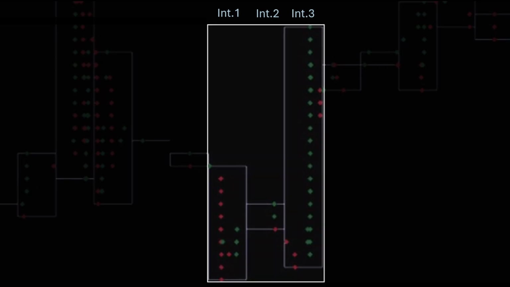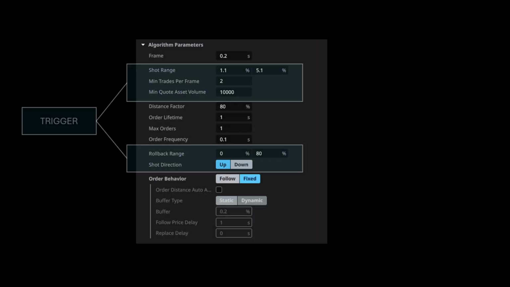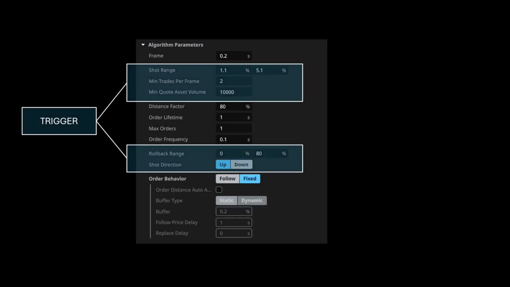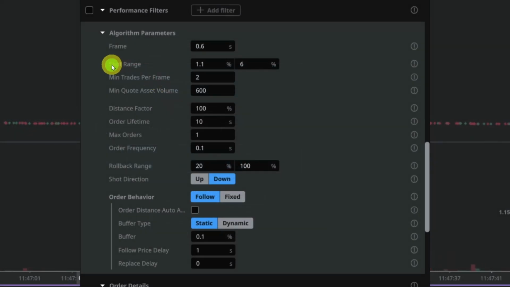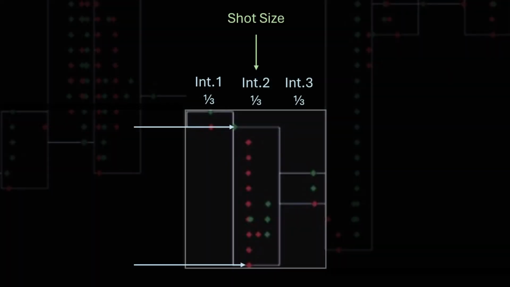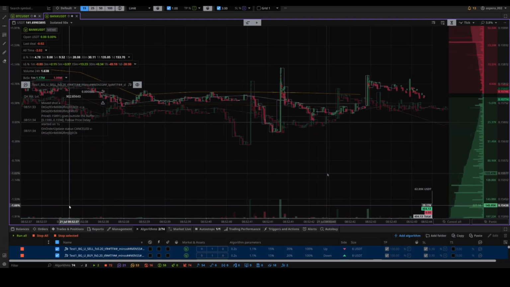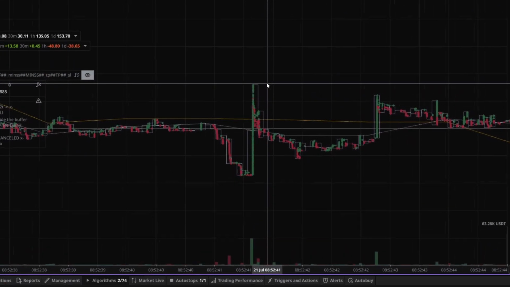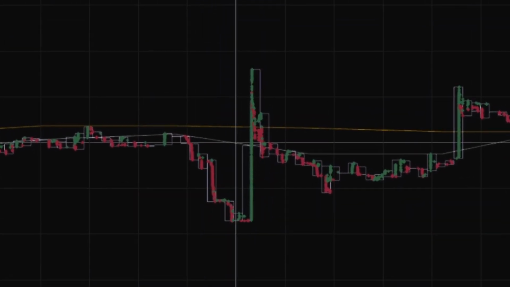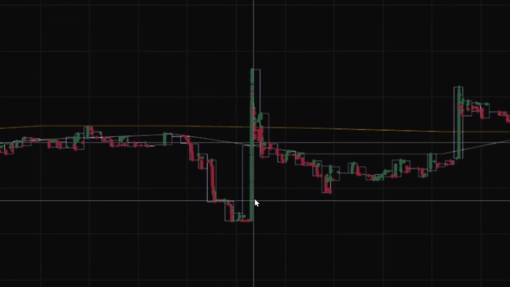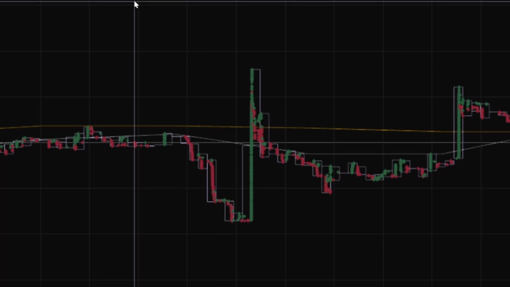An order trigger is issued only if all these parameters are validated as true at the same time for the same frame. Let's look at each of them. First, the shot range as a percentage measured strictly in interval 2. For example, this situation did not produce a trigger because the shot itself was split in time between intervals, so the movement in the 3rd interval did not count as part of the shot.